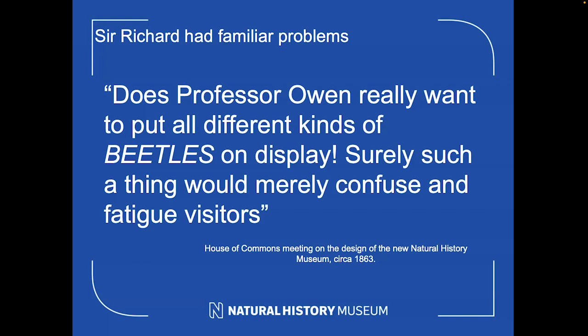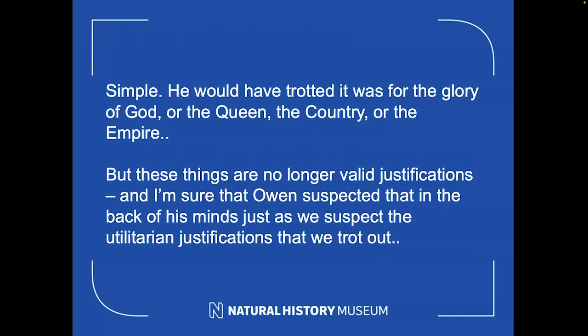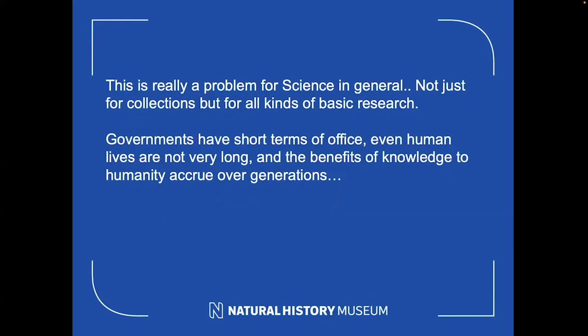How would Owen have justified the Natural History Museum in those days? Simple, he would have said it was for the glory of God, or for the Queen, or for the Empire, or for the country. He would have made statements like that. And we know now, 150 years later, that those justifications are not valid. Probably Owen suspected in his own mind that they weren't valid, just as we suspect, when we say we're keeping the collection to study climate change or to study food security, that our justifications are not valid.